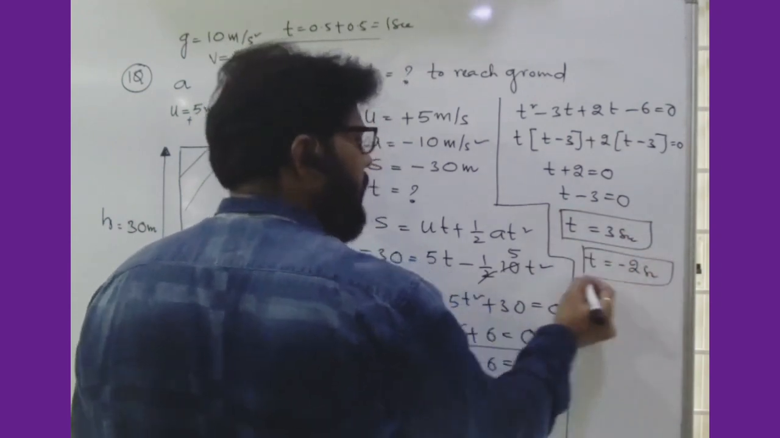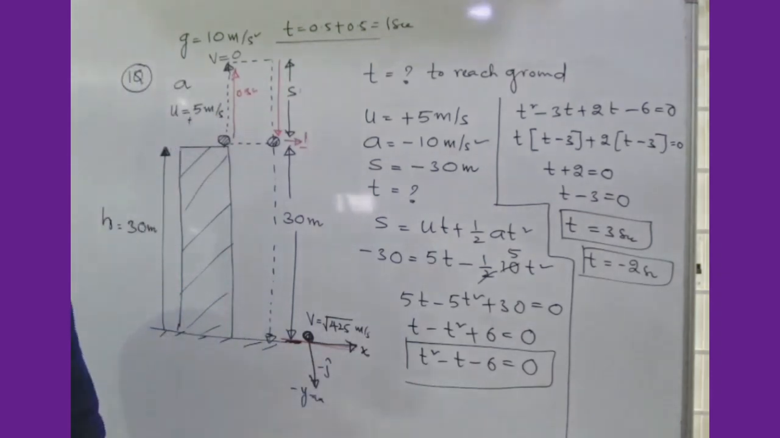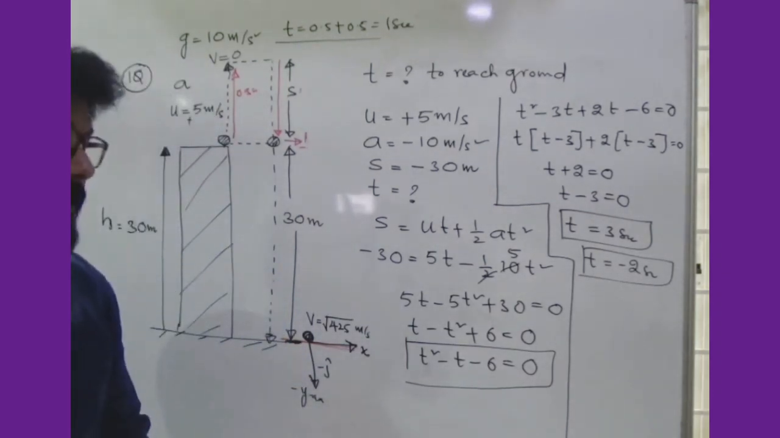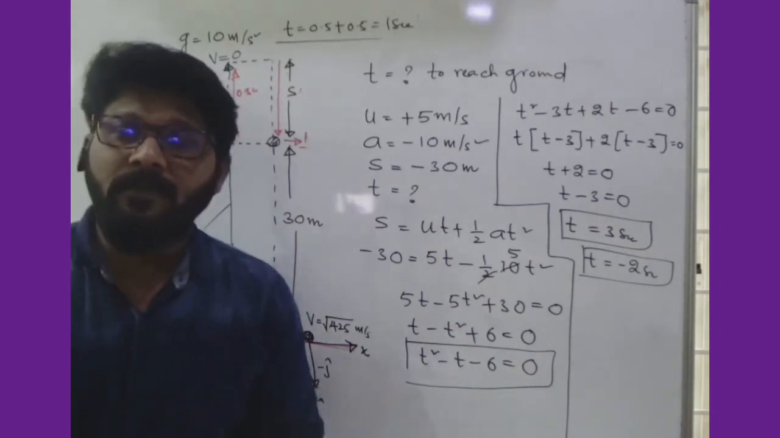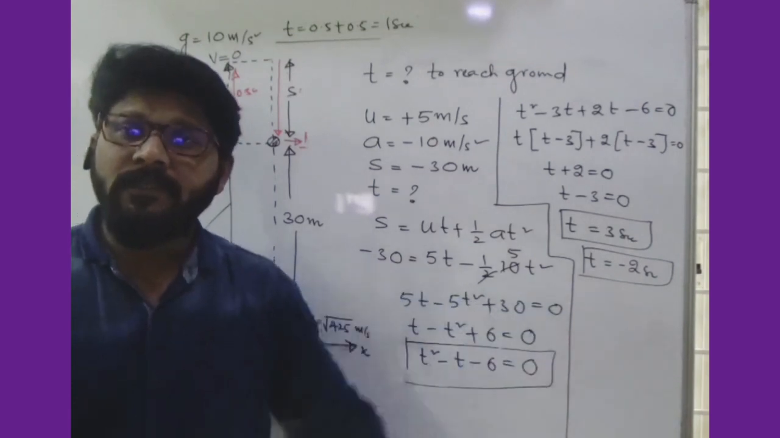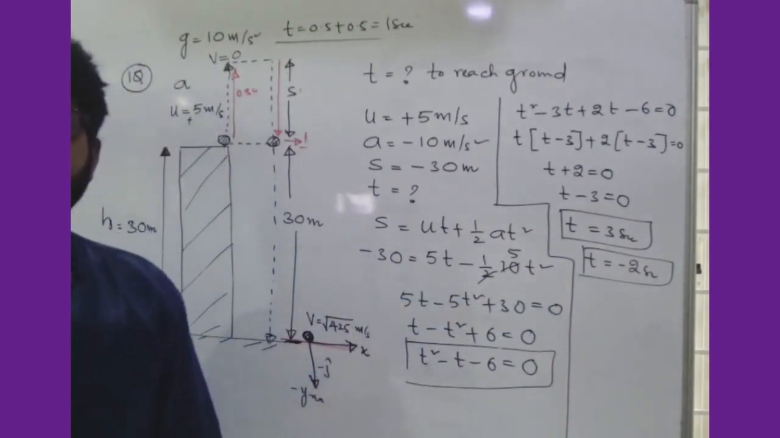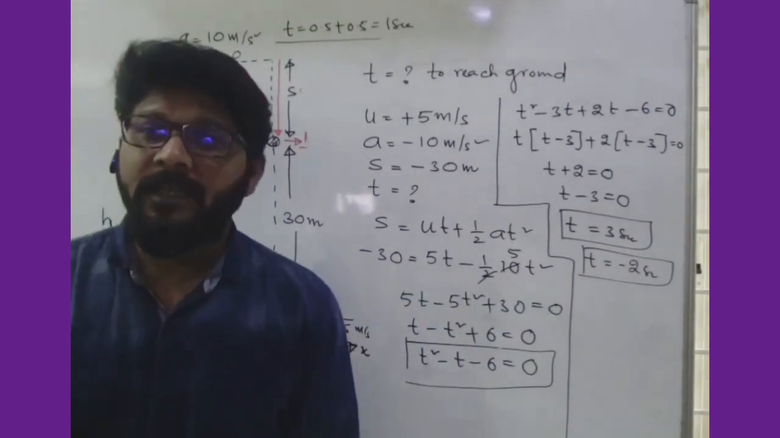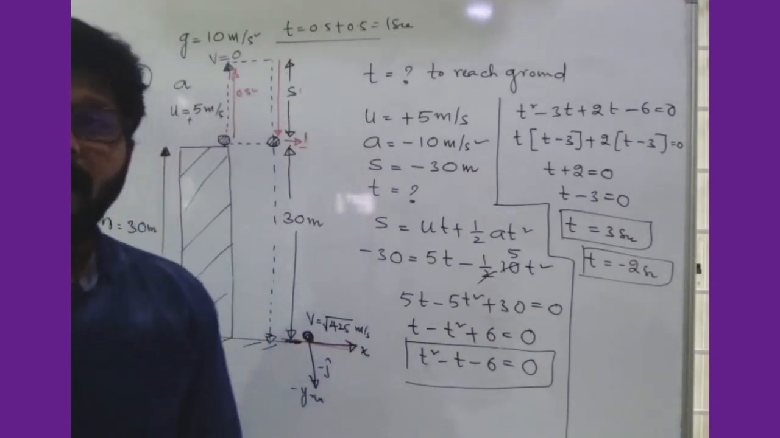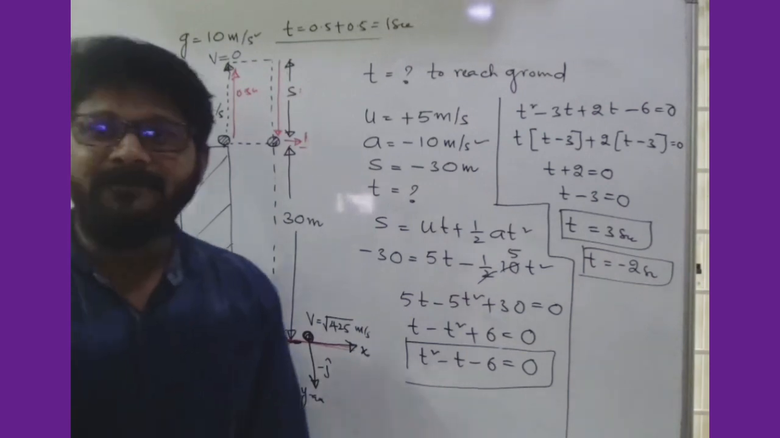Is minus 2 seconds possible? Yes? No? No. Why is it not possible? Can anybody tell? Why is minus 2 seconds not possible? Time cannot be negative. Why can it not be negative? It cannot go back. Why can it not go back?